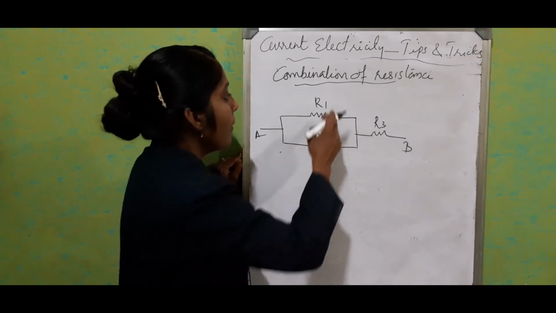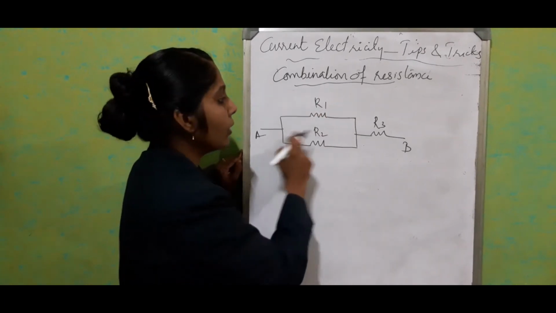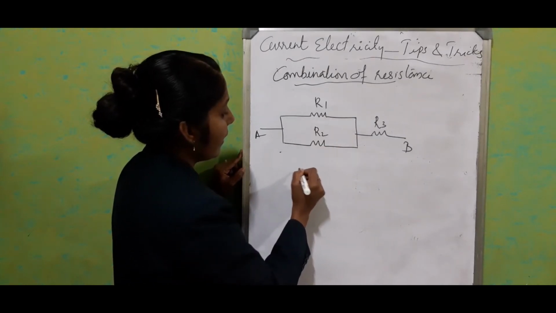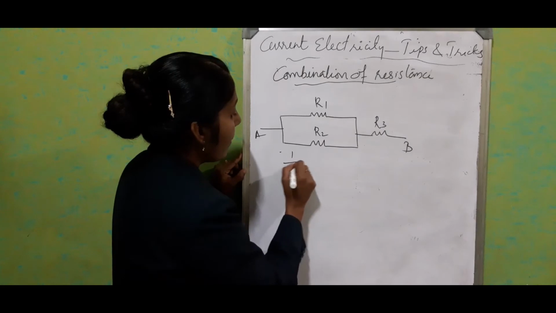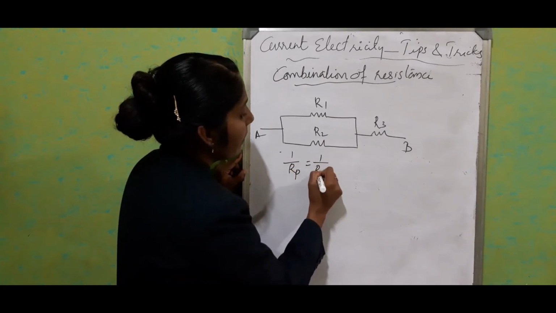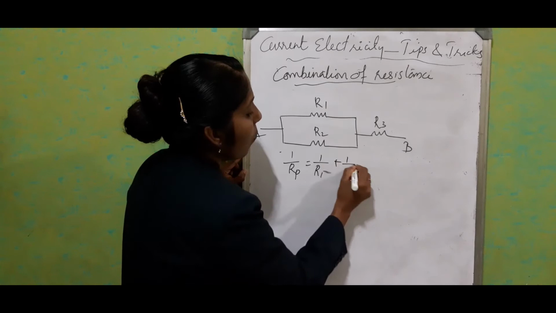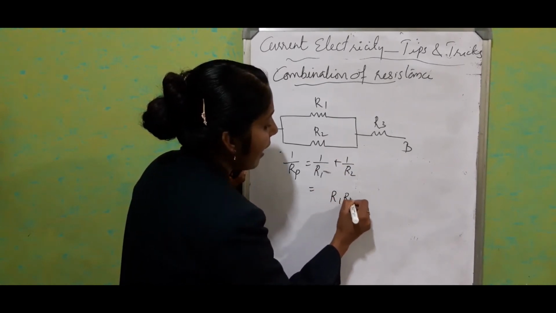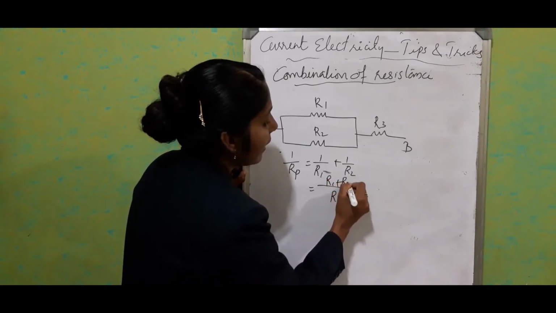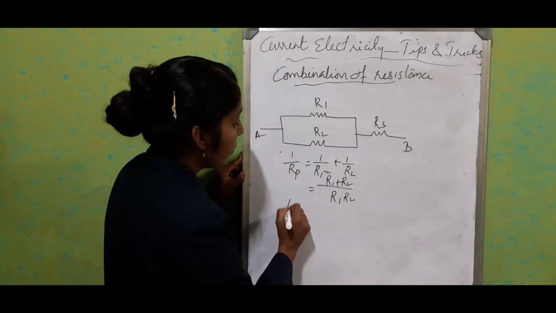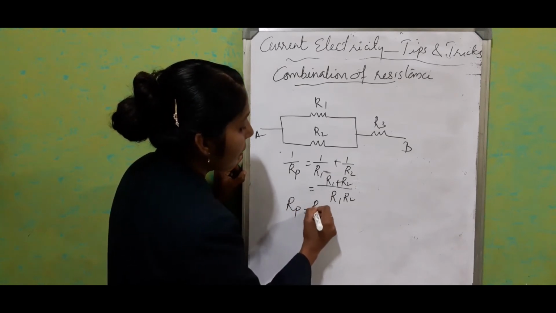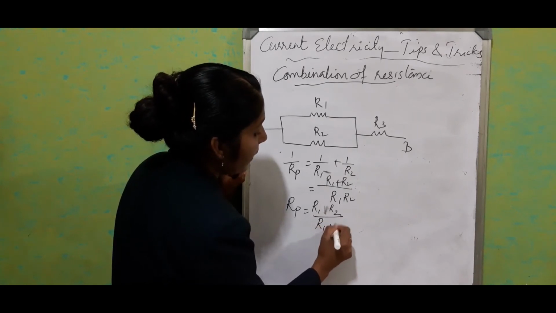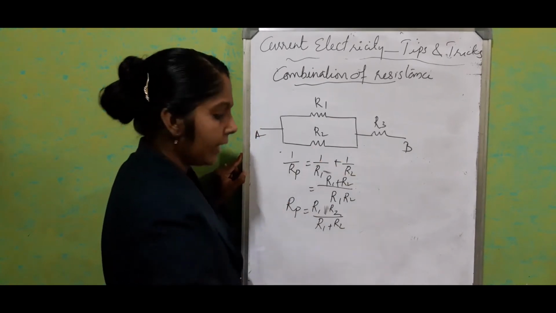What do you have to do? First solve R1 and R2. Both are in parallel connection, right? So for this one we can write 1 by Rp is equal to 1 by R1 plus 1 by R2, which can be written as R1 plus R2 divided by R1 R2. That is 1 by Rp. So Rp is equal to R1 R2 divided by R1 plus R2.